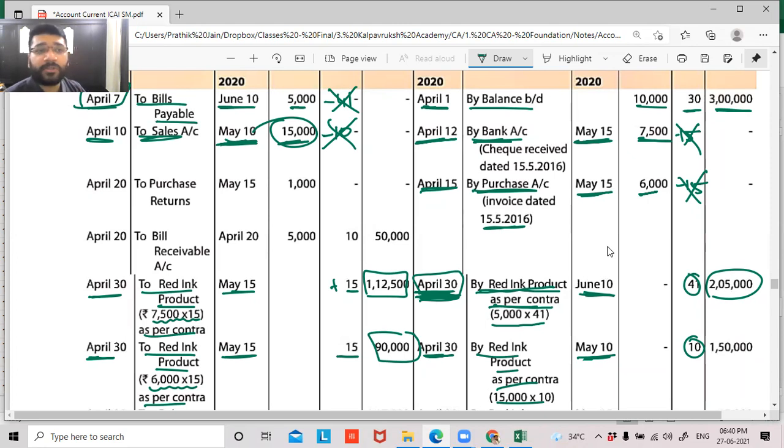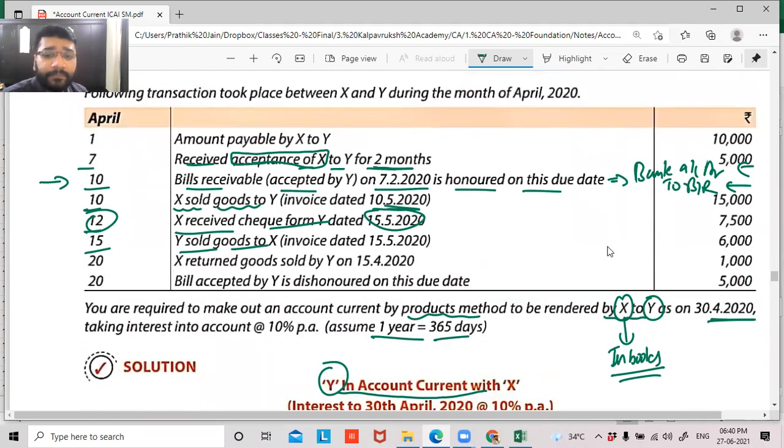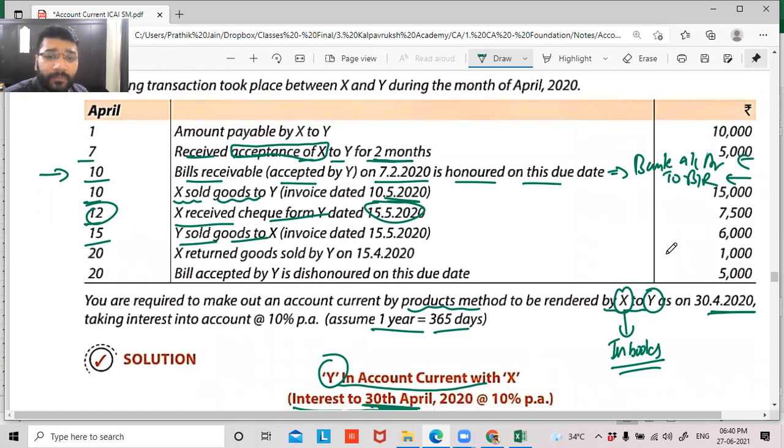Sir, I guess there's a printing mistake in the question. What happened? In the last transaction, sir, the due date is mentioned as 15th April, but in the answer they have given 15th May. No, it's not a printing mistake. There's a concept there. I'll come to that.